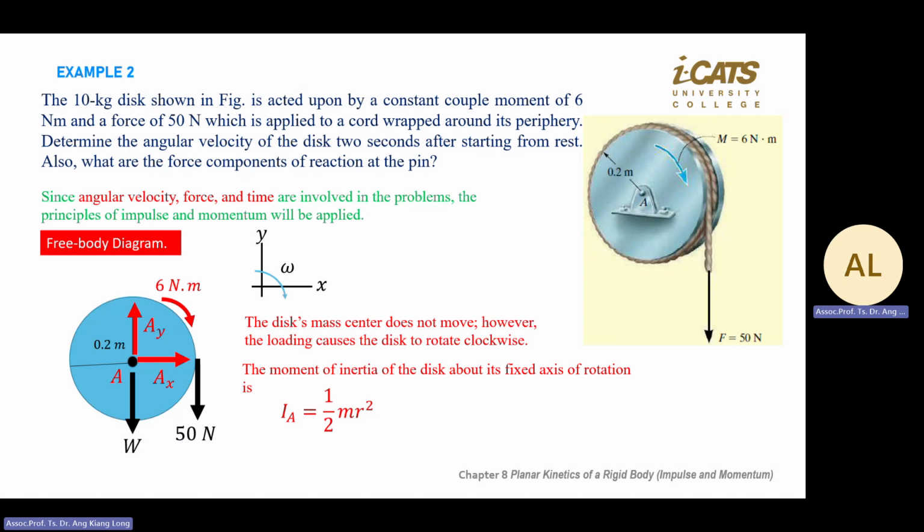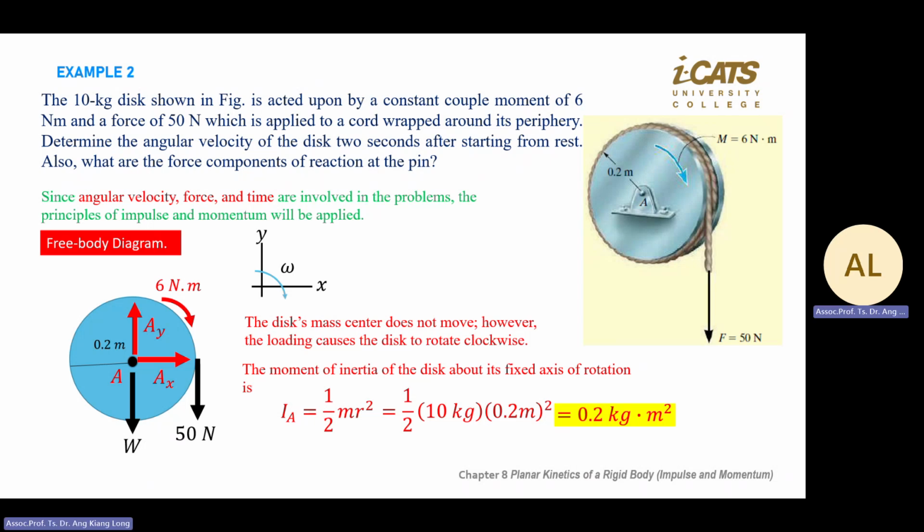If you refer to the appendix, your IG will be half mr square because it's a circular disc. This formula is from the appendix. Okay. So you put in the parameters, your IG for this A will be half of 10 kilograms multiplied by 0.2 square. You get one value, 0.2 kilogram meter square. Again, in your test or final exam, unit is important. Don't just give me the value. You put in the unit there. Okay, so we solve for the I first.